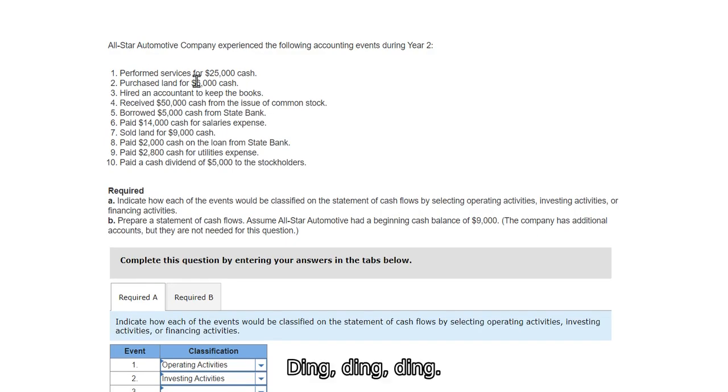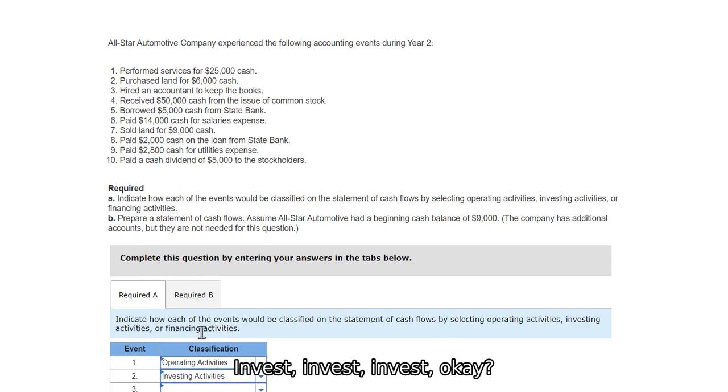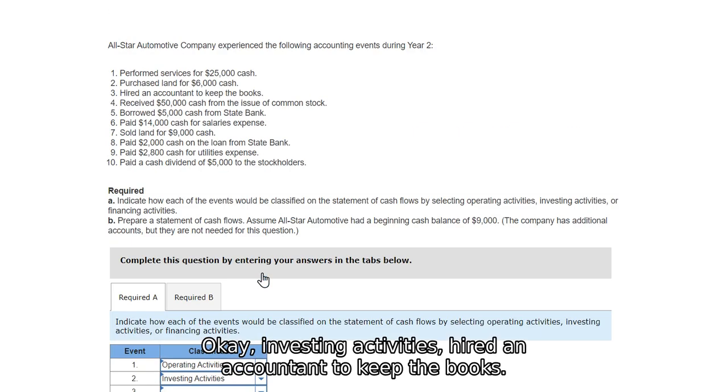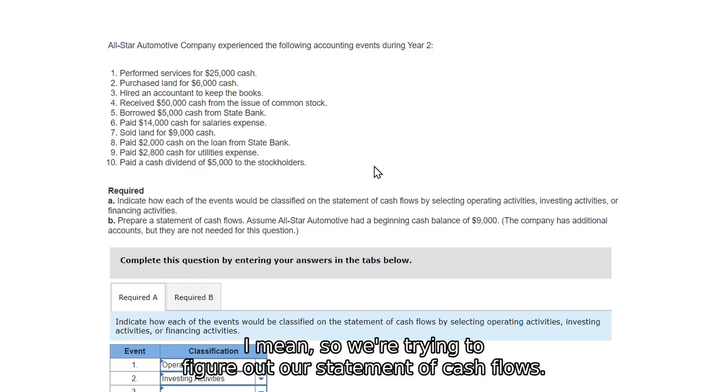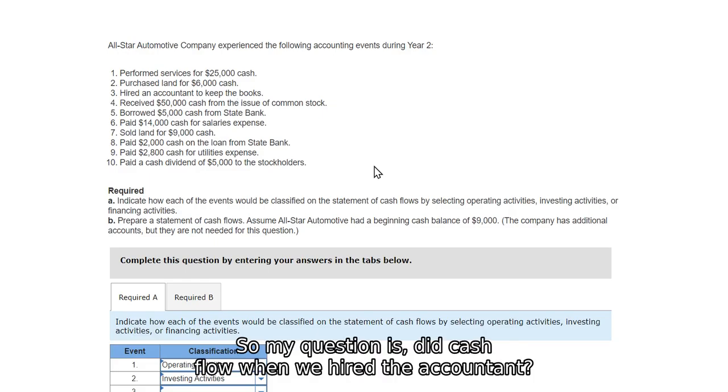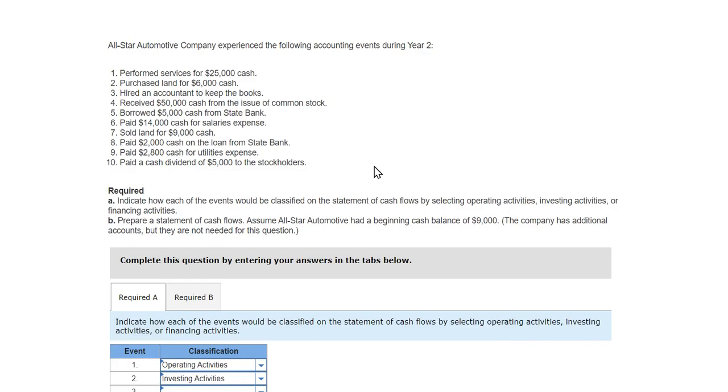Purchase land. Ooh, ding, ding, ding. You hear land? Invest, invest, invest. Okay, investing activities. Hired an accountant to keep the books. Well, first of all, we don't make money. We're trying to figure out our statement of cash flows. So my question is, did cash flow when we hired the accountant? We've only hired the accountant. We haven't paid the accountant, so no cash has flowed. Okay? All right, number 4.